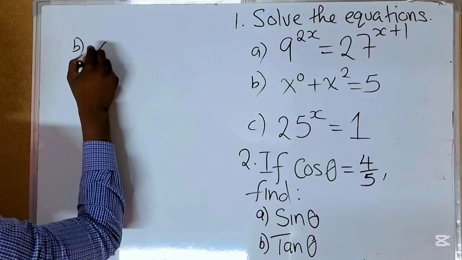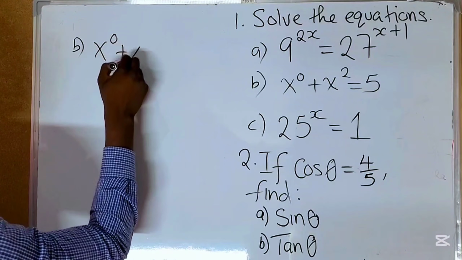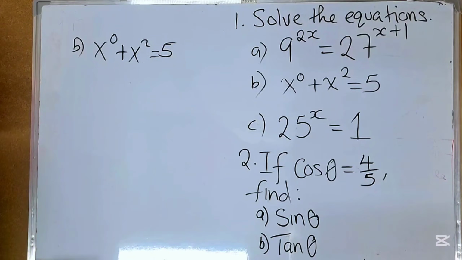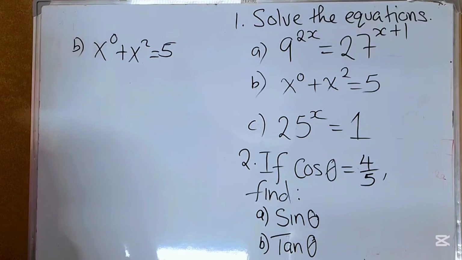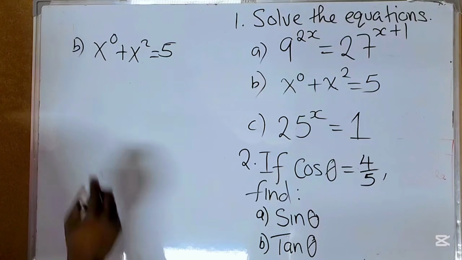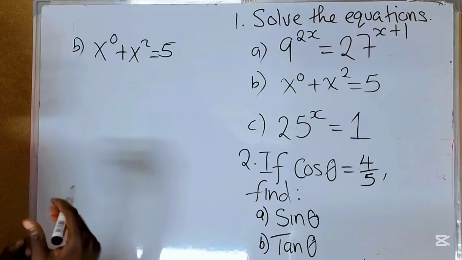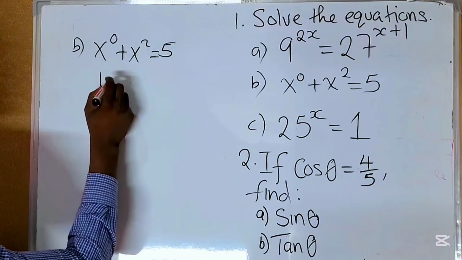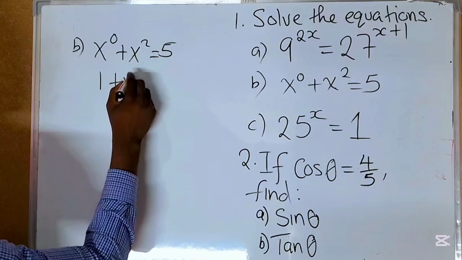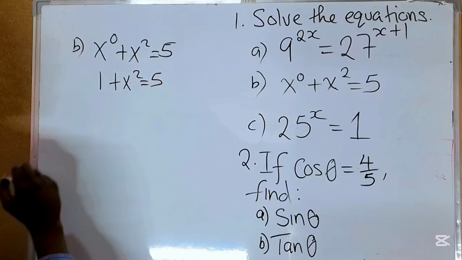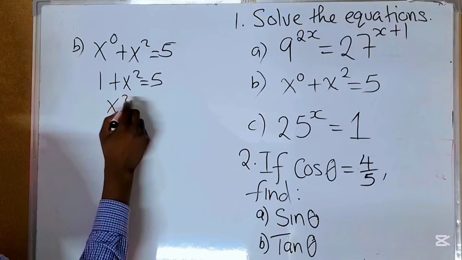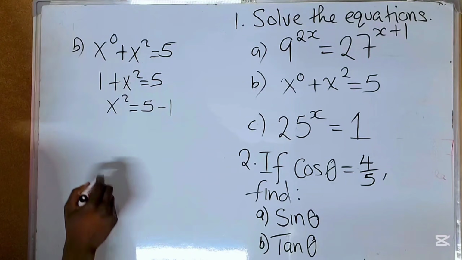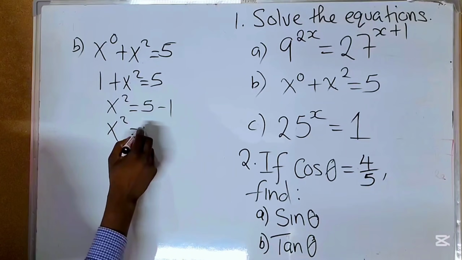Question B is x to the power 0 plus x to the power 2 is equals to 5. All right. Now, we can apply some laws of indices here. Any number or variable raised to the power 0 is equals to 1. So x to the power 0 is the same as 1, plus x to the power 2 is equals to 5. All right, let's collect like terms. So here we're going to remain with x squared is equals to 5, the 1 crosses the equal sign, it becomes minus 1. So this one will be x squared is equals to 4.